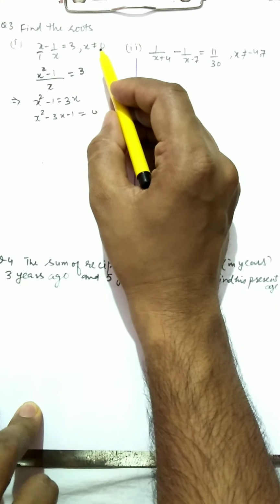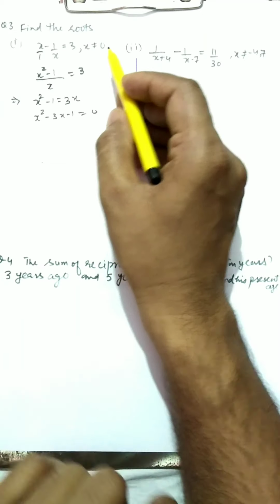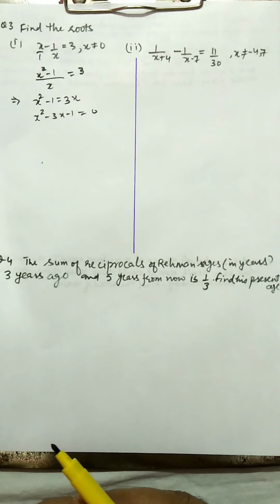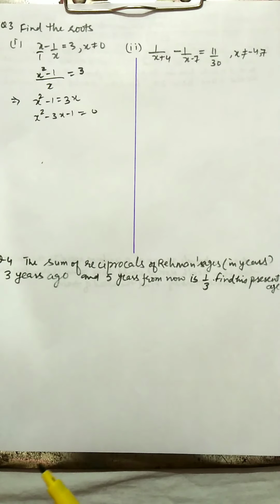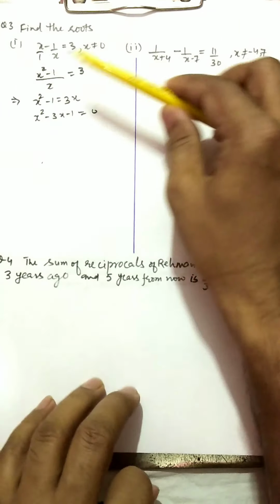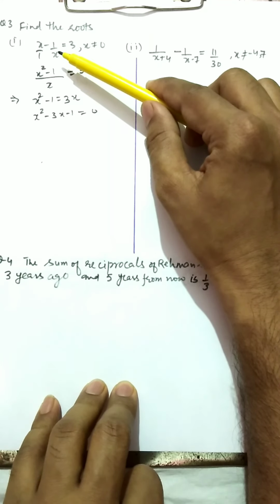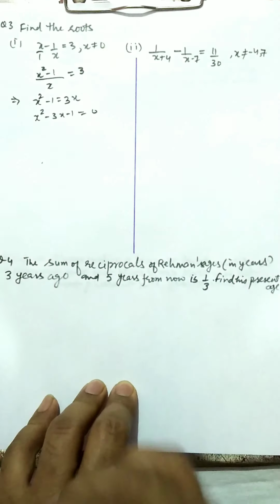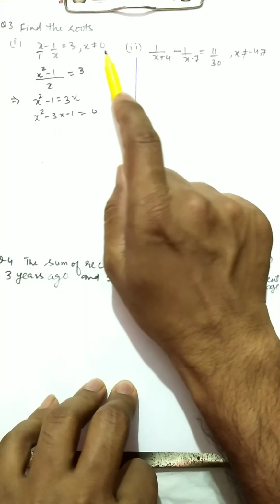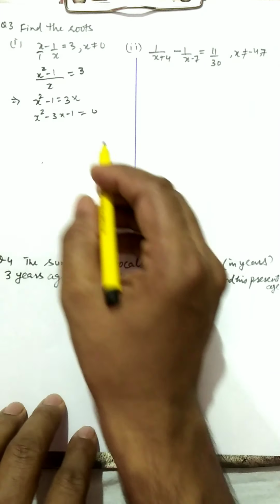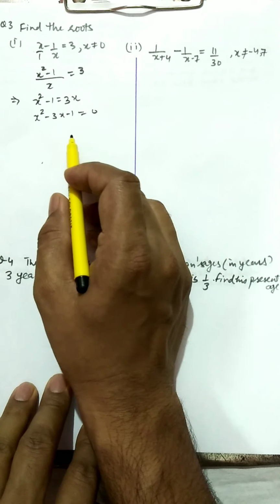It's already mentioned there that x not equal to 0. I hope everyone understands why this x not equal to 0 is given. Otherwise the denominator of 1 upon x will become 0 and this complete equation will become not defined. So that's why x not equal to 0 is given here. Now further we can solve it.